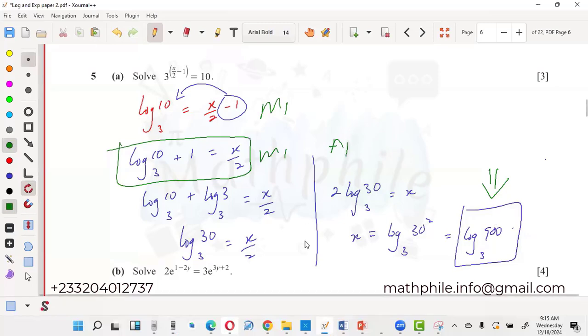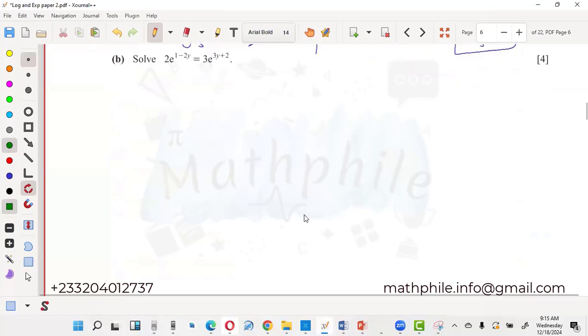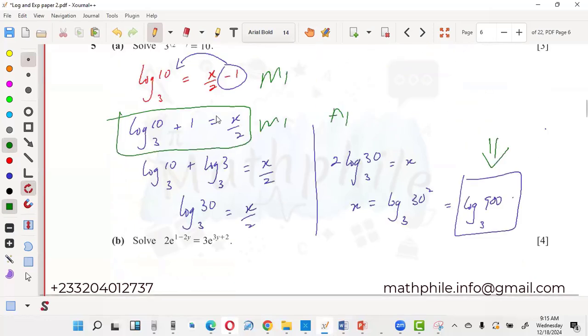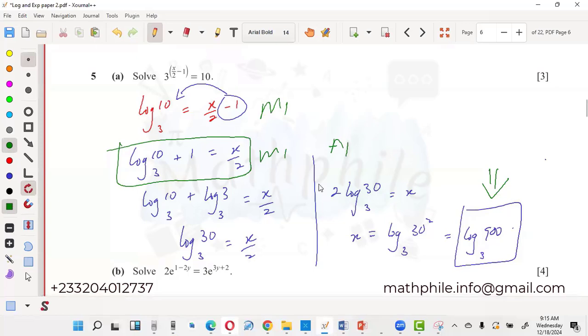Okay, let's continue. Now, exponential equation involving the e function. Please, I'm coming, I'm coming. Okay.